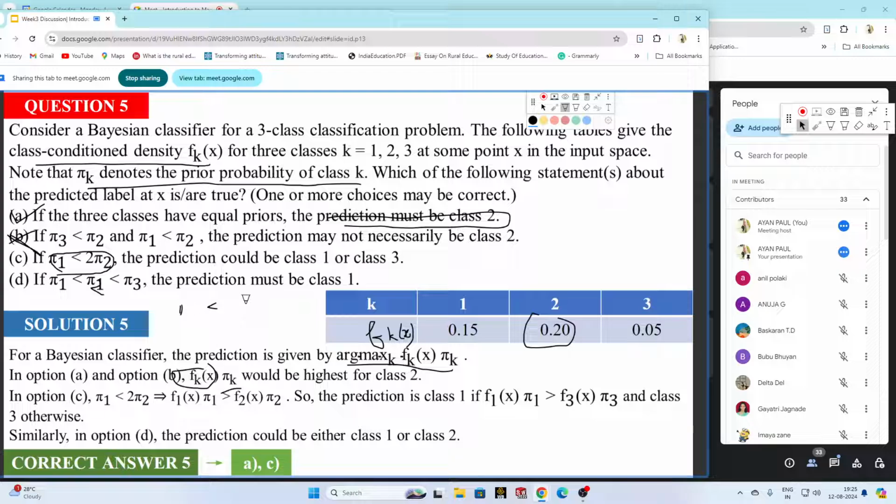That means 2 1 is lesser than 4. Okay, very good. 1 is lesser than 4. So let's say pi 1 equals 1 and pi 2 equals 2. Okay, so pi 1 is lesser than 2 pi 2. Now if pi 1 is lesser than 2 pi 2, what will happen is, let's put pi 1 equals 1 and pi 2 will be 2. Pi 2 is 2, so 2 into 0.2 means 0.4.